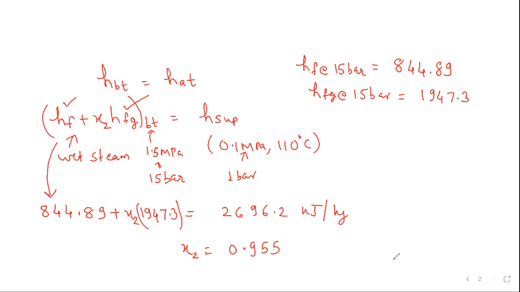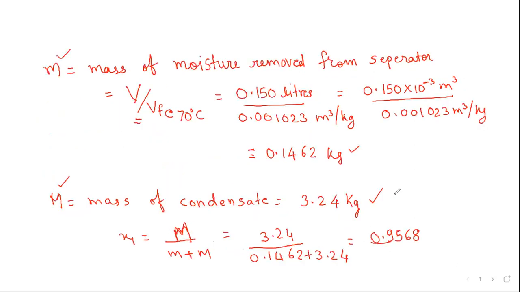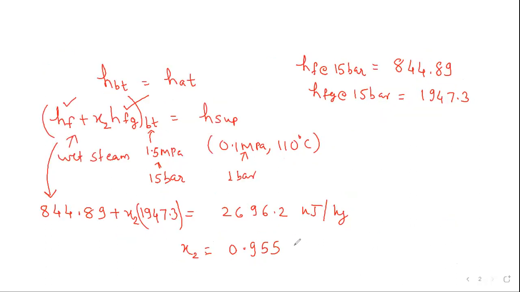And once you get x2 and x1, you had got x1 here as 0.9568 and now you have got x2 here, which is 0.955. So x is obtained as the product of x1 into x2, and if you do that multiplication, then you will get the answer as 0.915. So the answer is the dryness fraction of the steam. The dryness fraction of the steam is found to be 0.915, okay, for the given readings.